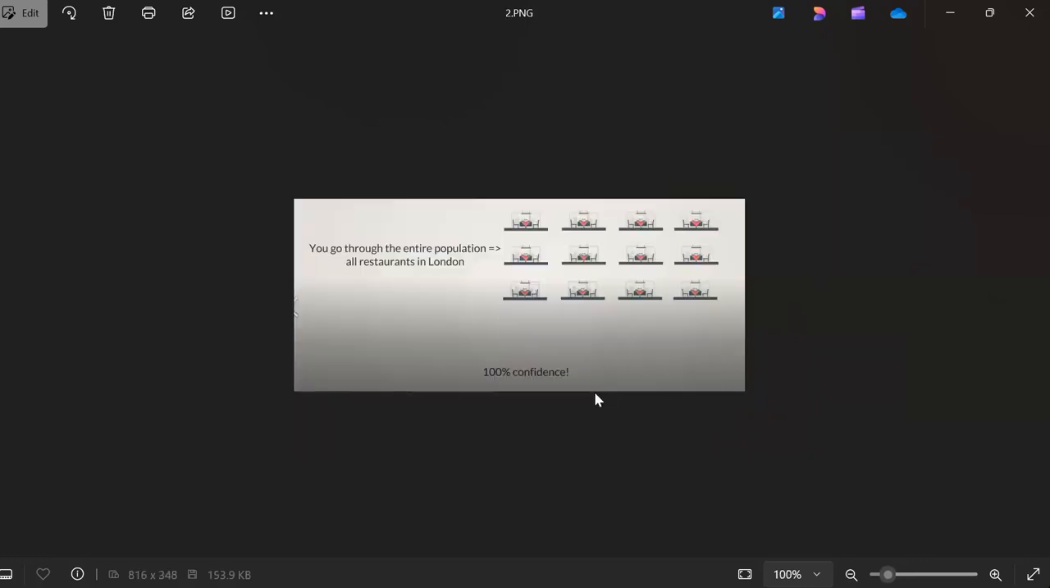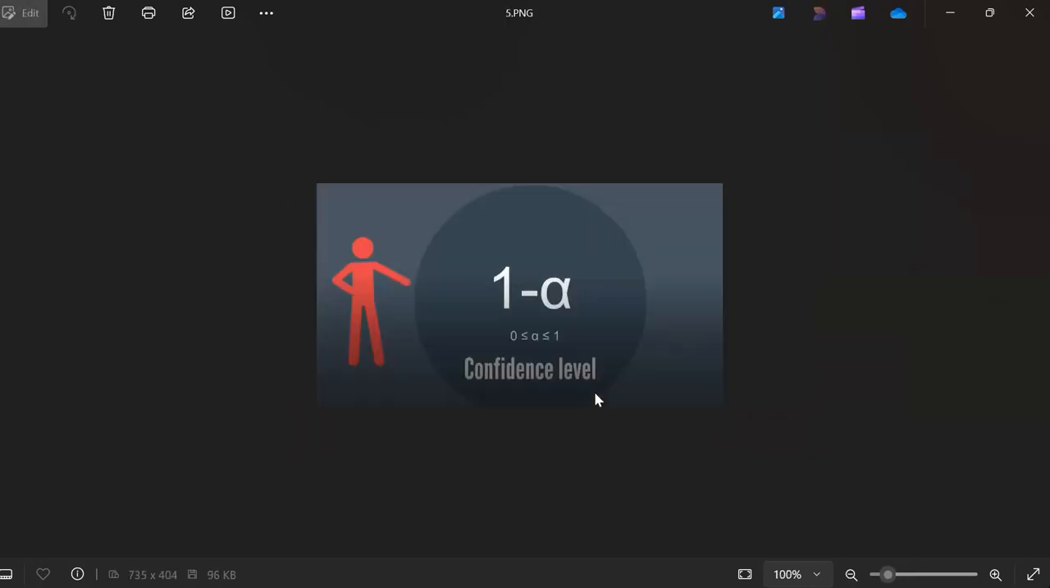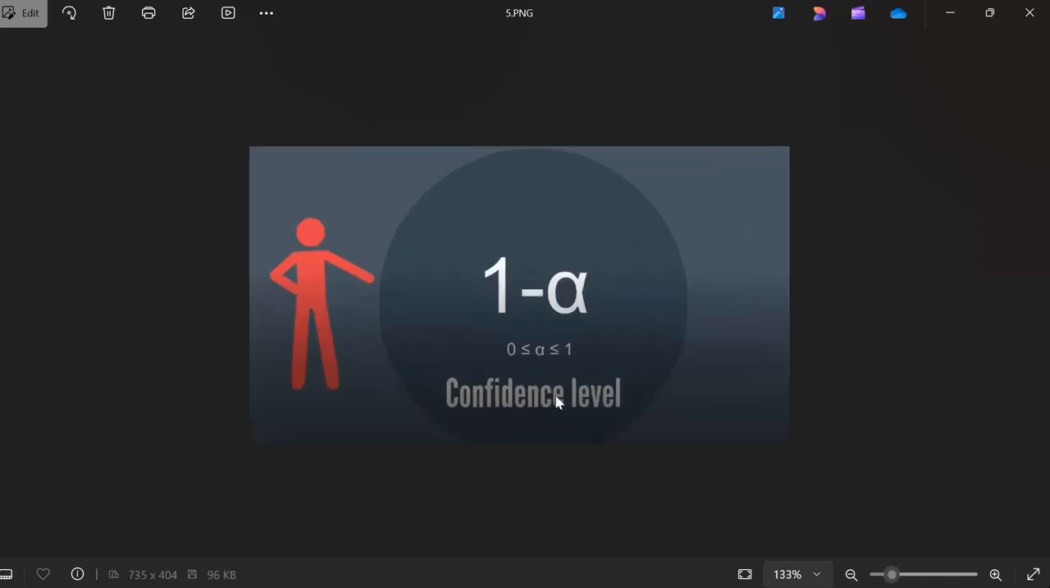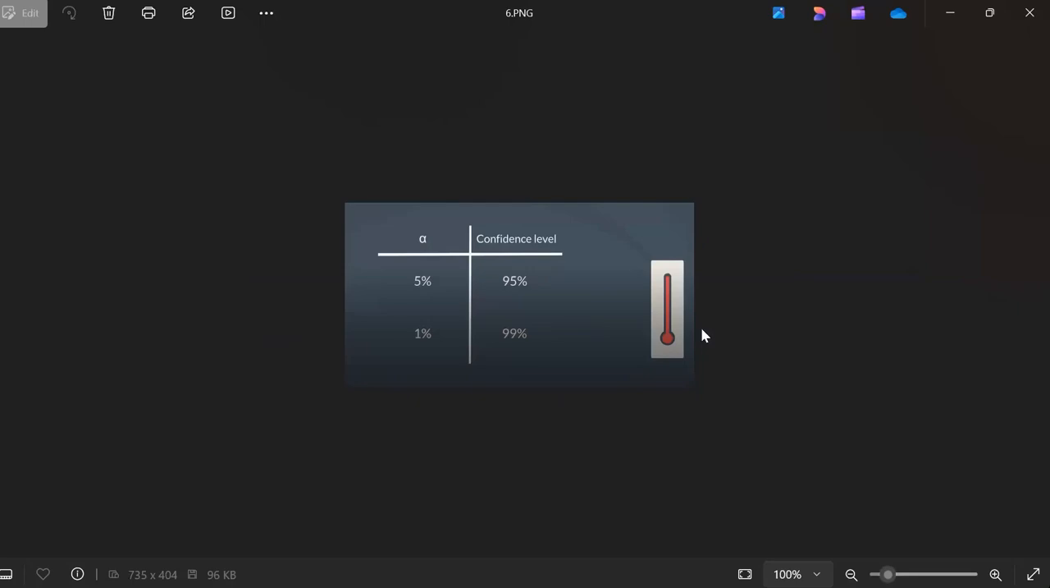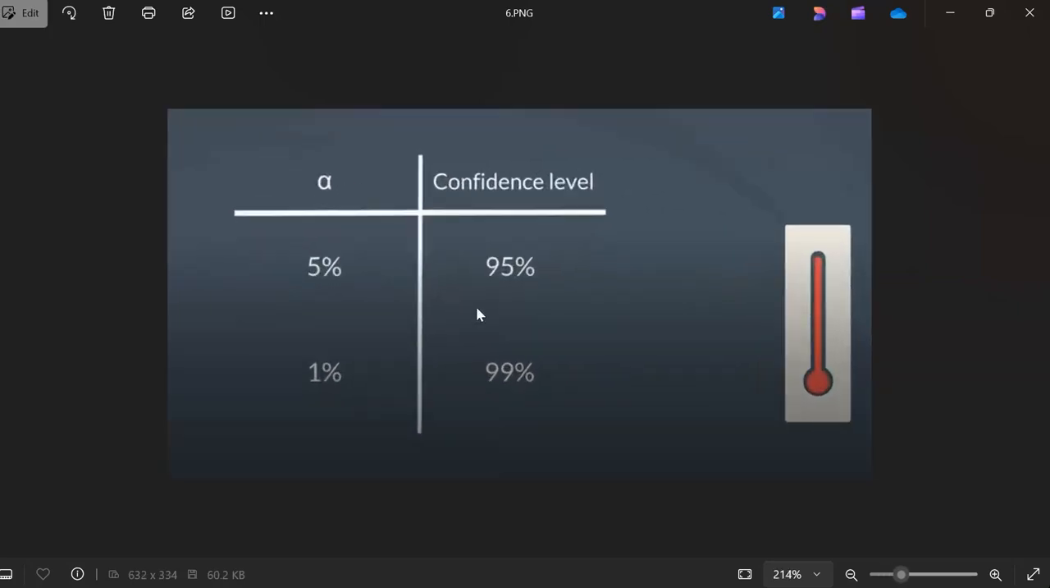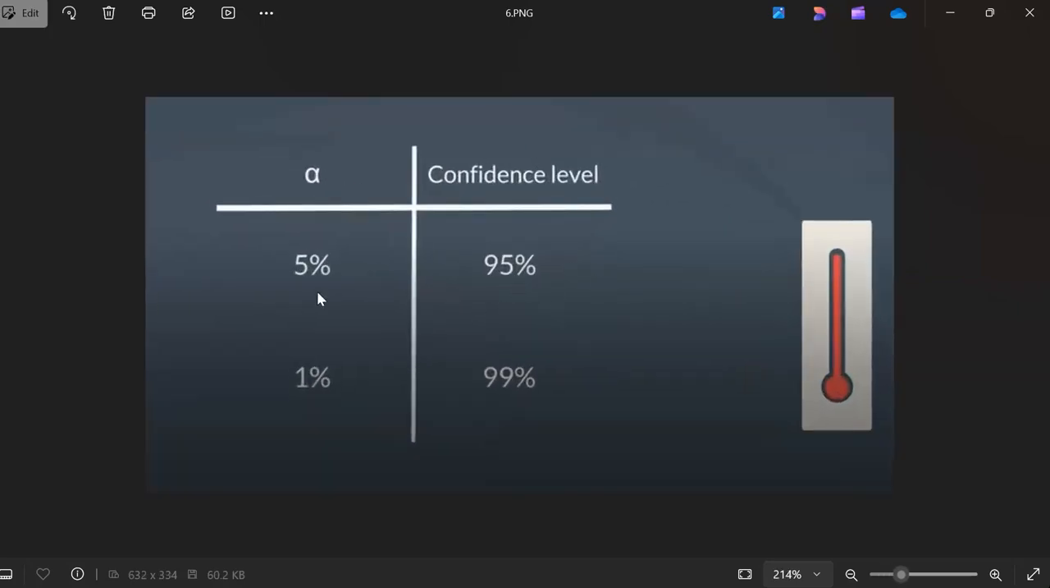Now, if I talk about this, 100% confident, and what is the confidence level, guys? Confidence level is 1 minus alpha. If your confidence level is 95%, the alpha is 5%.